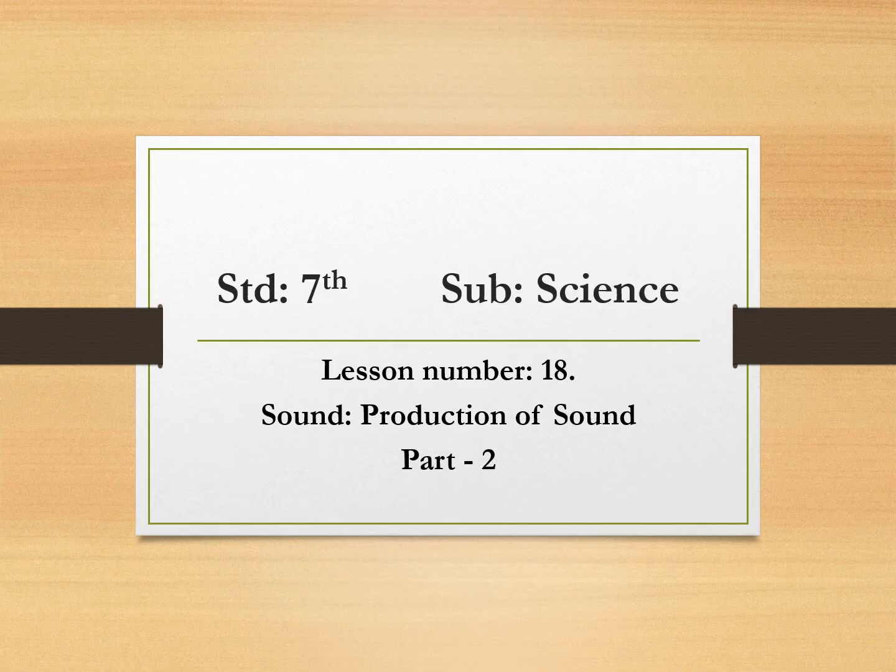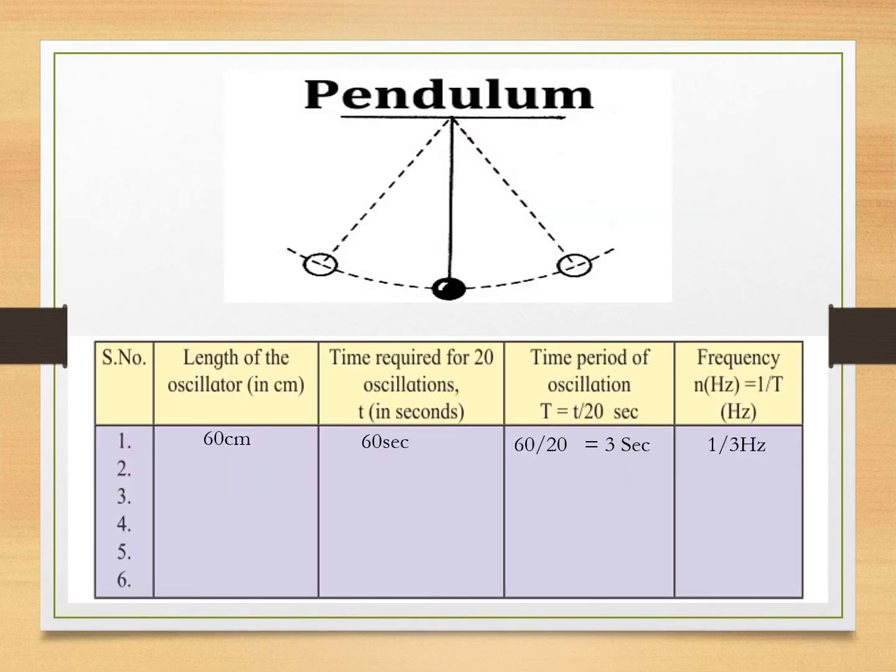Children, in the first part we have completed a few points of this lesson. Now let's move to the next point. See, this is a pendulum, and with this pendulum you have to perform one experiment. Take a strong thread of sufficient length, tie a wooden or metal bob to one of its ends to make a pendulum. Okay, in this way you have to make a pendulum.